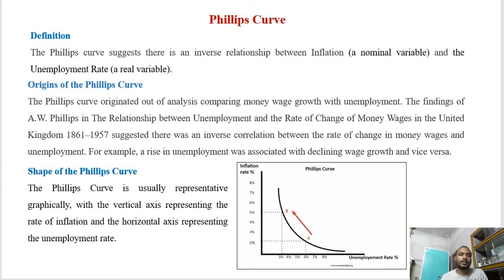and unemployment. And the origin of the Phillips curve is that A.W. Phillips, in 1861 to 1957, studied the relationship between unemployment and the rate of change of money wage in the United Kingdom, and suggested that there is an inverse correlation between the rate of change of money wage and unemployment. For example, a rise in unemployment was associated with declining wage growth and vice versa.